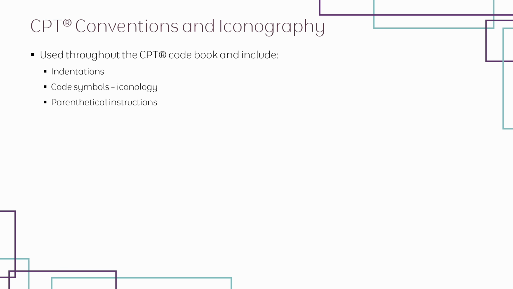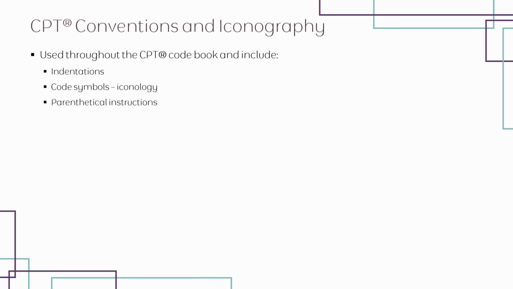Throughout the CPT codebook, an established set of conventions and symbols is used to help guide coders in the correct interpretation and selection of codes. These conventions and symbols will serve as a universal language within the book, providing important coding information in a format that is both clear and easily recognizable. The CPT conventions include the use of indentations, which visually organize the code hierarchy and help distinguish between main procedures and related services or variations.